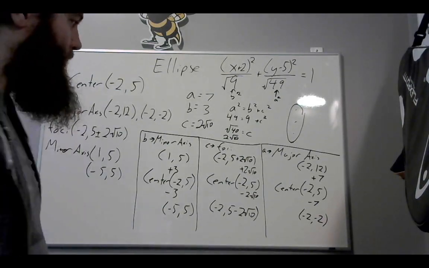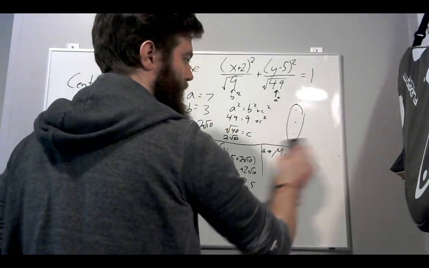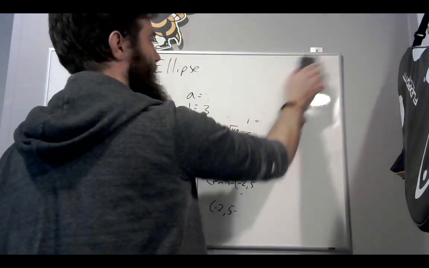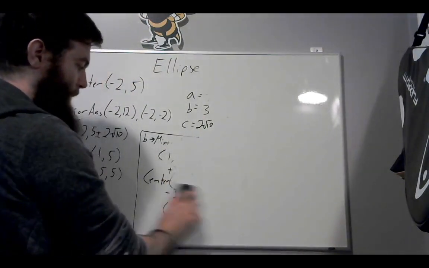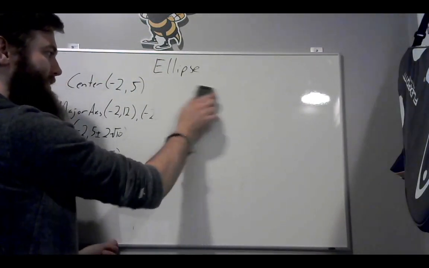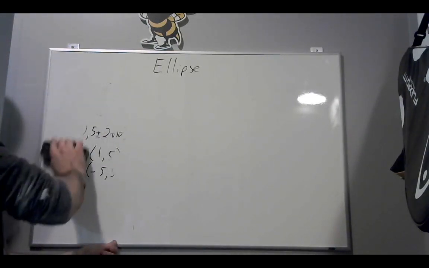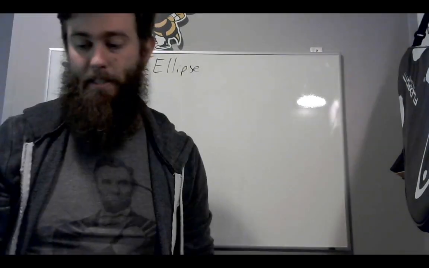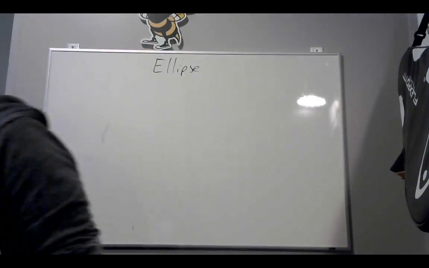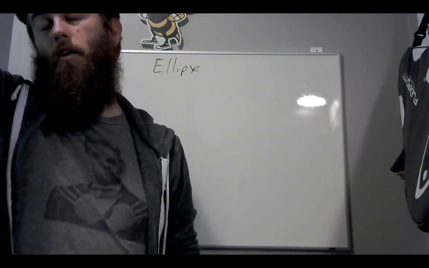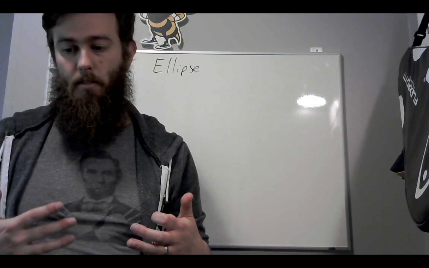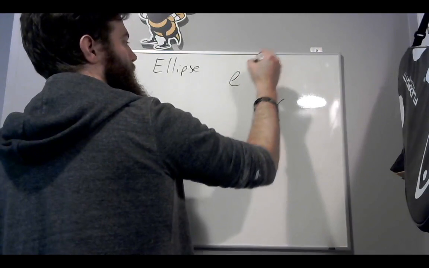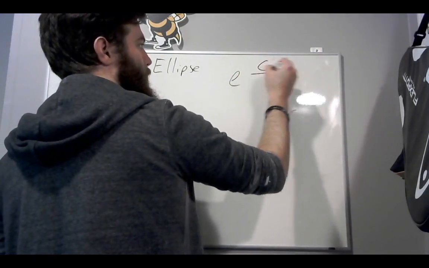All right. So the last thing for today is a quick idea. It's not too much math involved. It's talking about eccentricity. So that tells you how off-center your ellipse actually is. So the equation for eccentricity is simply going to be C over A.